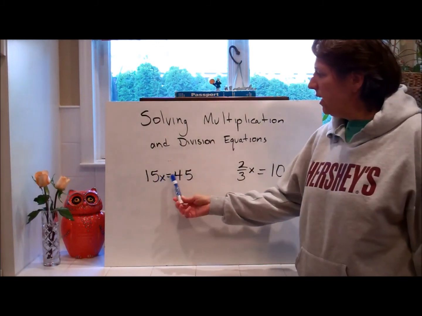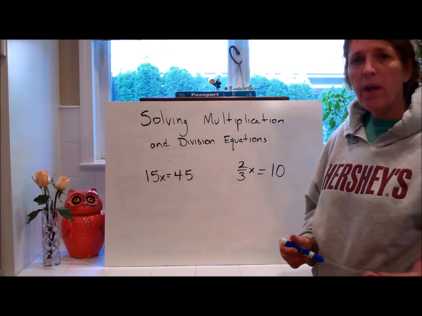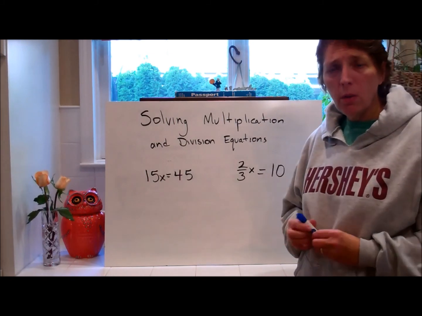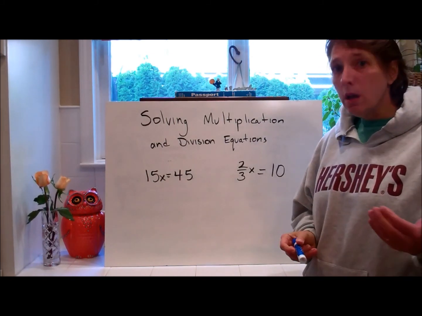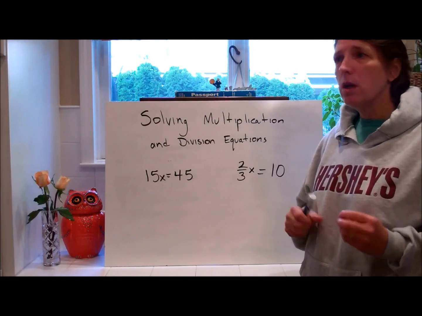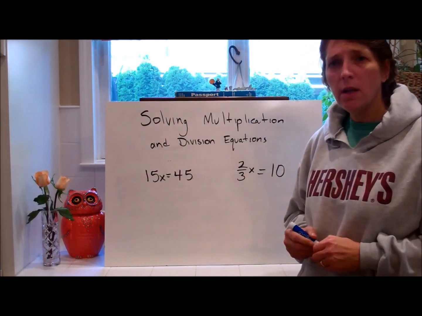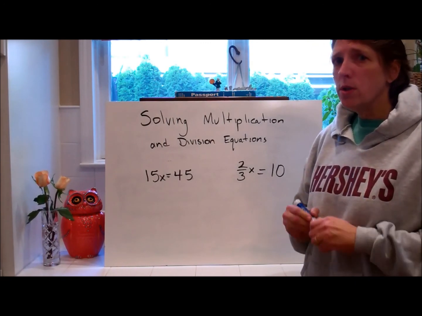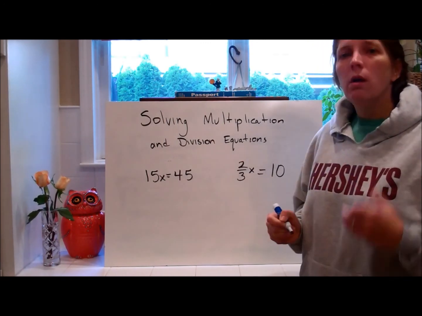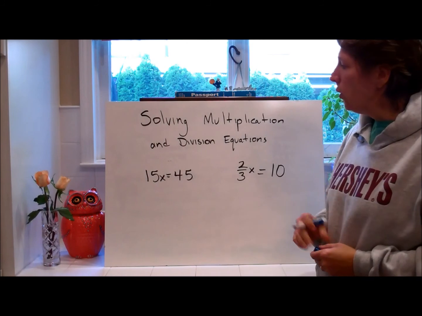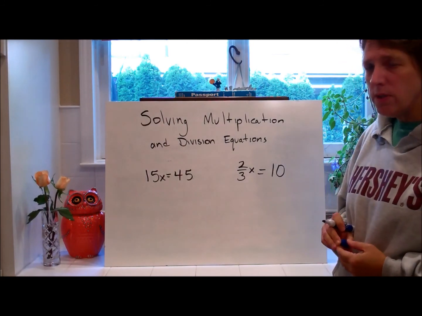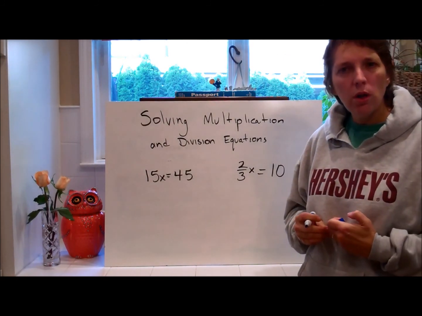Well, we have 15x equals 45, and we have to manipulate the equation, and we have to use the inverse operation of what's being done to the variable, and what's being done to the variable is we're multiplying it by 15. So the inverse operation is what? Division. So we're going to divide both sides by 15, and yes, you must show your work like this.